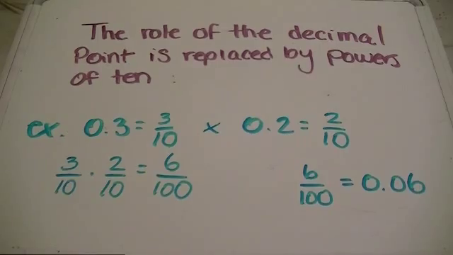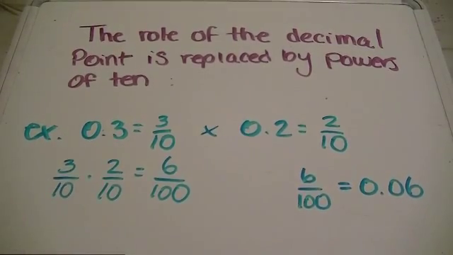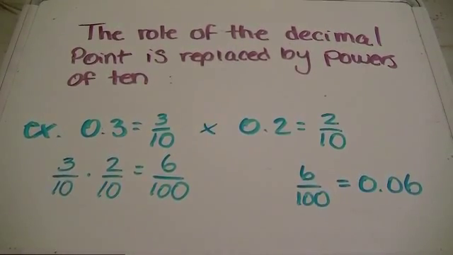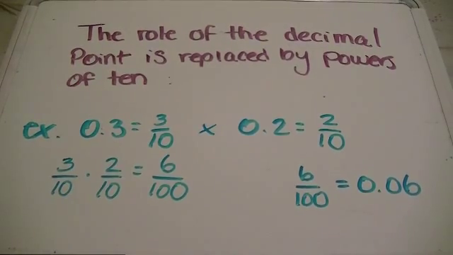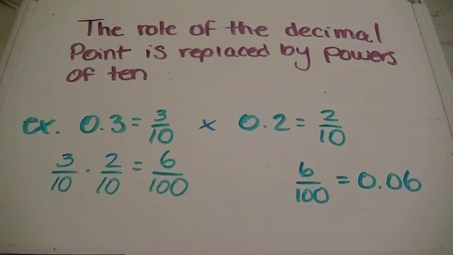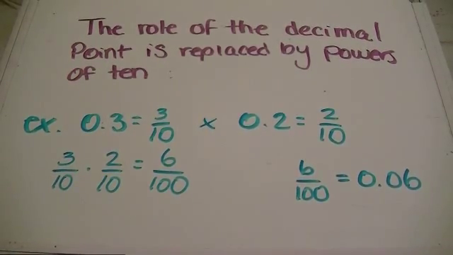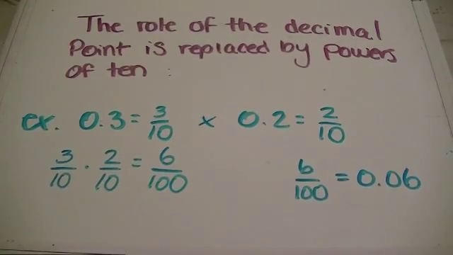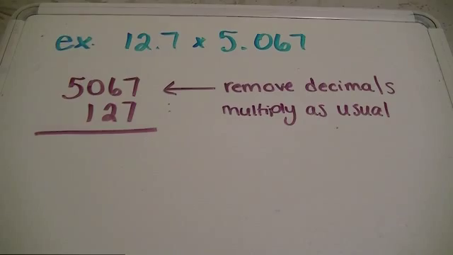Here's an example. Since 0.3 equals 3 over 10 and 0.2 equals 2 over 10, multiplying 0.3 by 0.2 is the same as multiplying 3 over 10 by 2 over 10, which equals 6 over 100. When you convert 6 over 100 back to a decimal number, it is 0.06. So let's try another example.